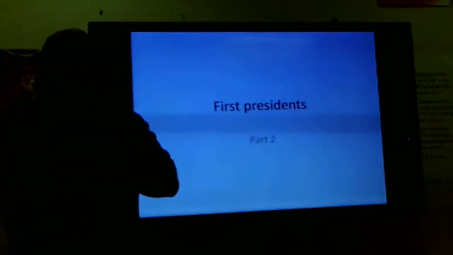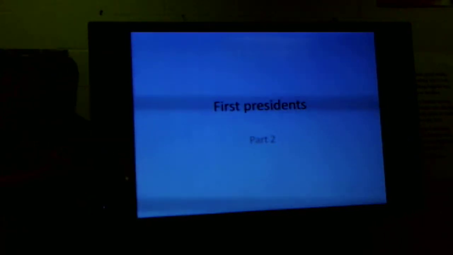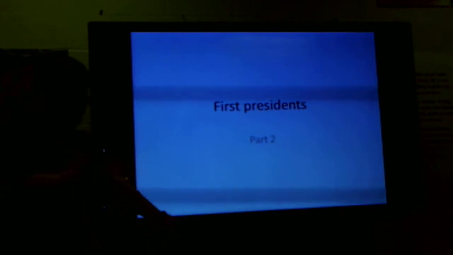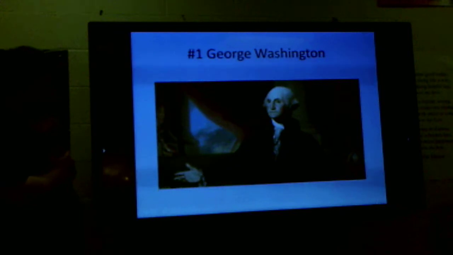All right, so this is the lesson from Unit 2 on westward expansion. Before we do that, let's take a look at the first 5 presidents. Just as a reminder, the first president, of course, is George Washington.